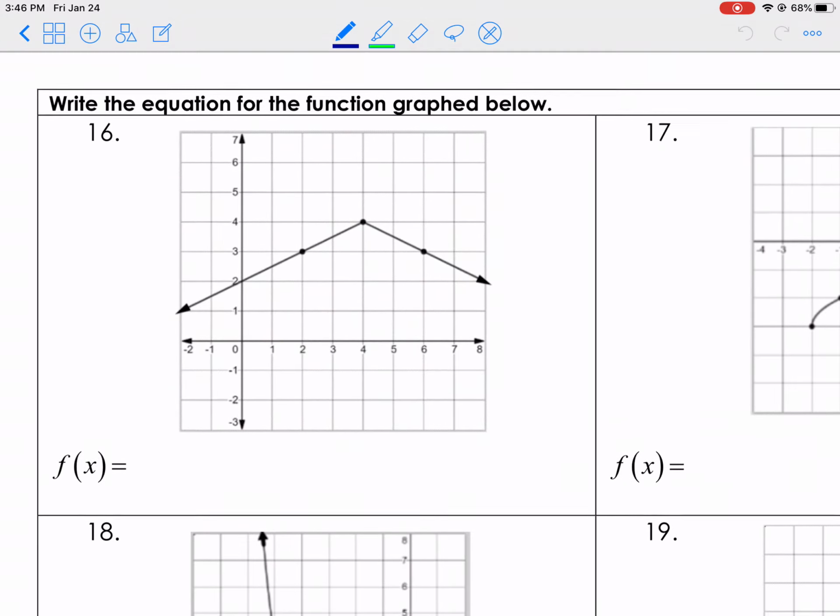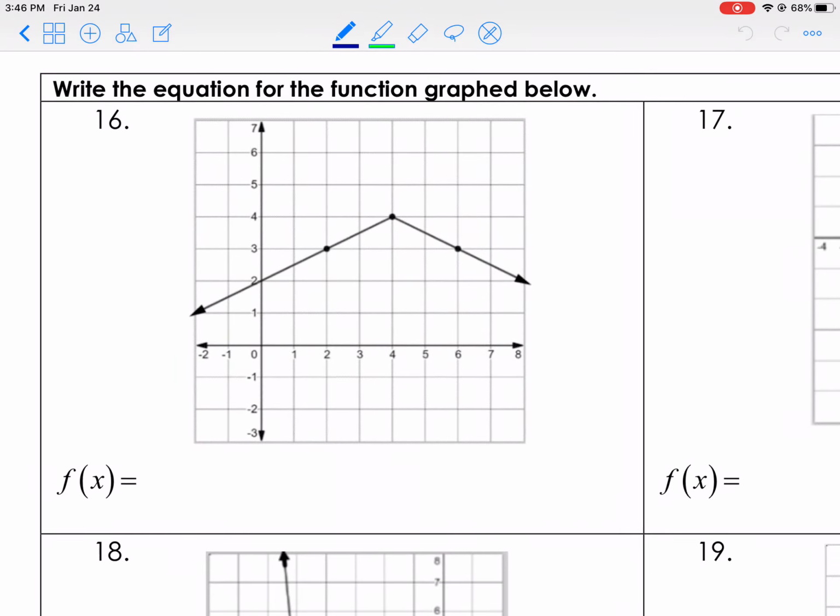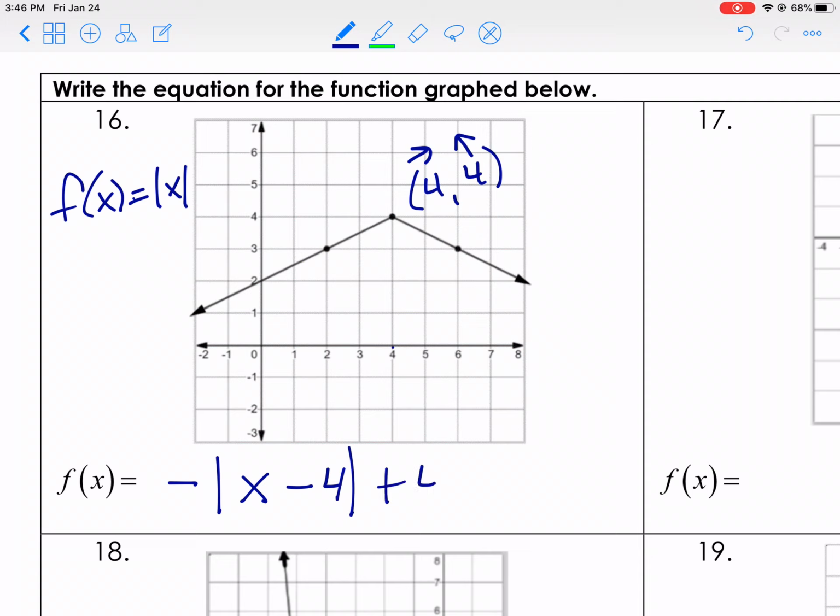On this last page, we're going to write an equation for the function. So what you should identify first is what type of function we are talking about. This is an absolute value function, but it's reflected, right? It's opening down, so we're going to have a negative in front of it. It has a vertex at 4, 4. So the first 4 is telling us to go right 4, the second 4 is telling us to go up 4. So that's going to look like x -4 and then +4 outside. So the -4 is telling us to go right, the +4 is telling us to go up.